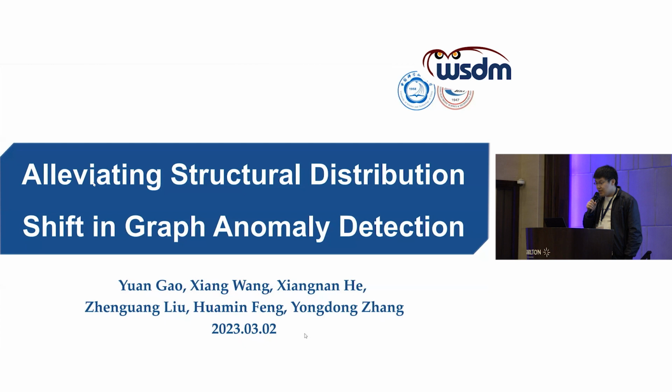The paper presented today is Alleviating Structural Distribution Shift in Graph Anomaly Detection. This paper studies a novel out-of-distribution problem called structural distribution shift and provides a simple but effective solution to it.